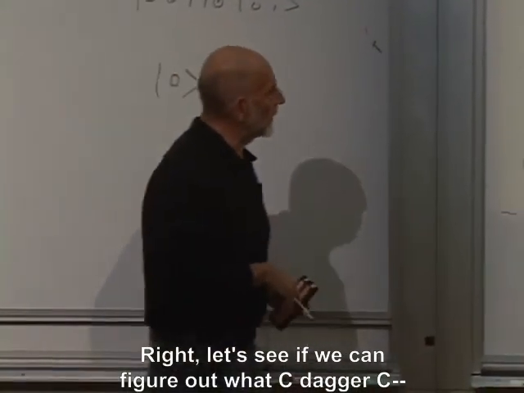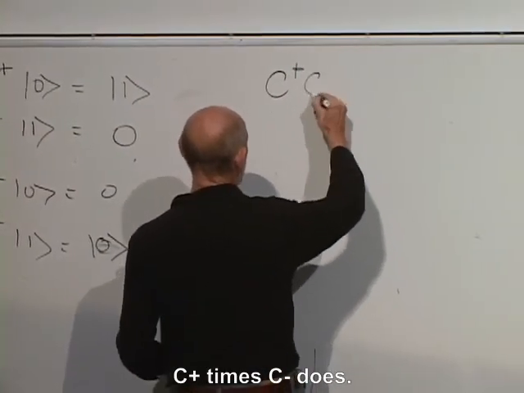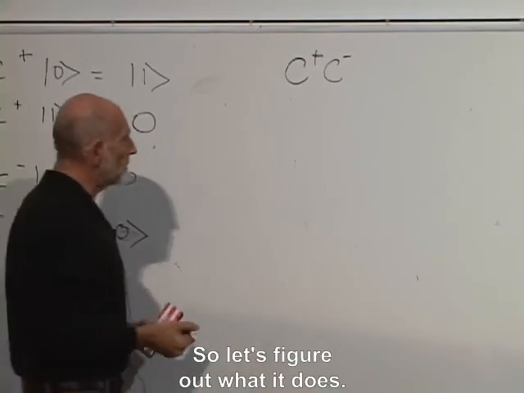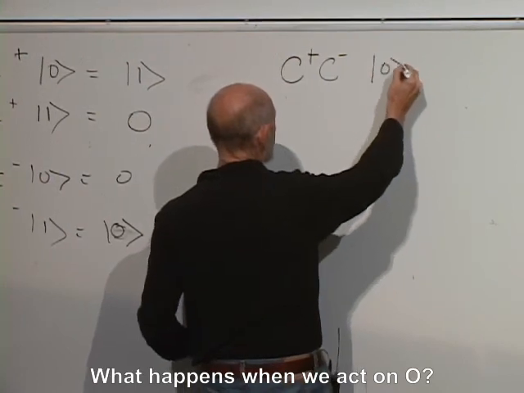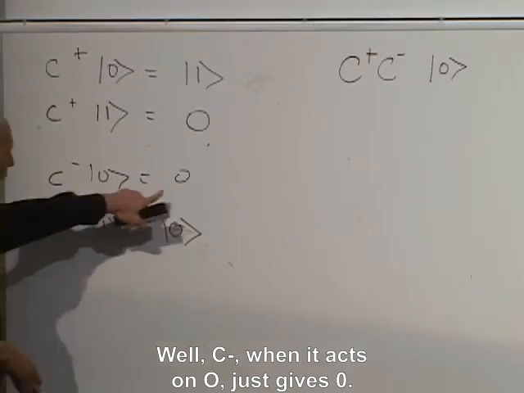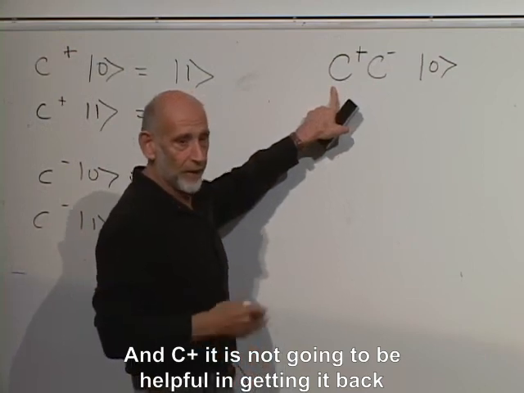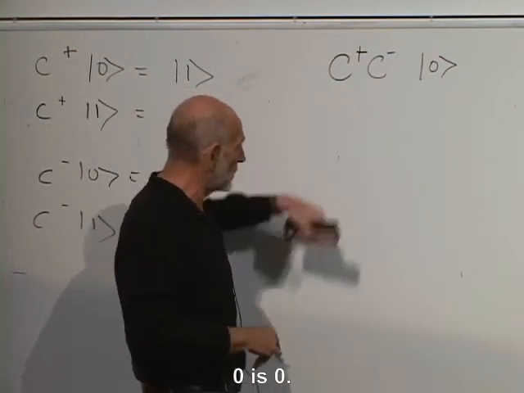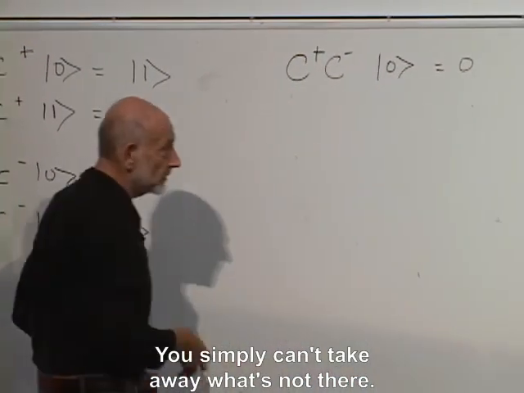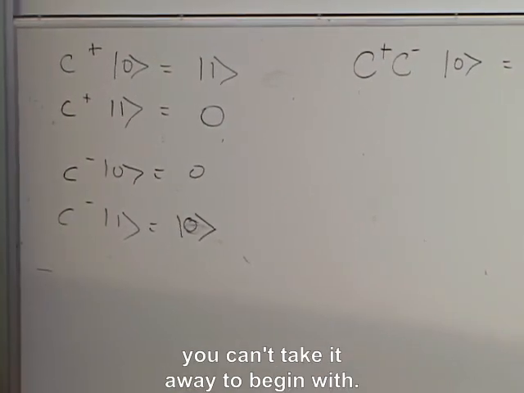All right. Let's see if we can figure out what C dagger C, or C plus times C minus, does. What does that operator do when it acts on anything? Let's figure out what it does. What happens when it acts on O? Well, C minus, when it acts on O, just gives 0. And C plus is not going to be helpful in getting it back to being non-zero. 0 is 0. So this is 0. You simply can't take away what's not there. Even if you try to put it back afterwards, you can't take it away to begin with.